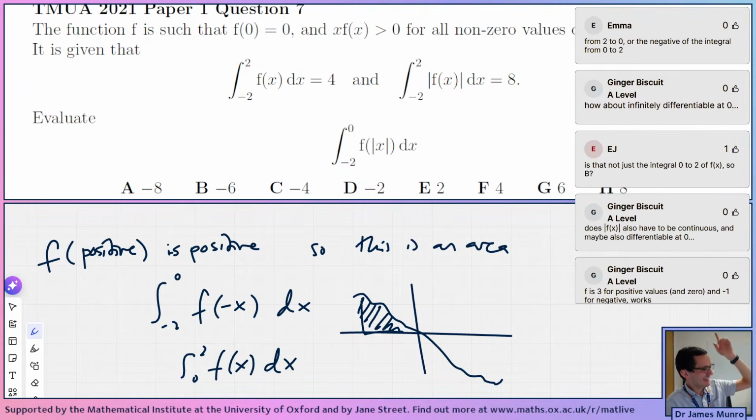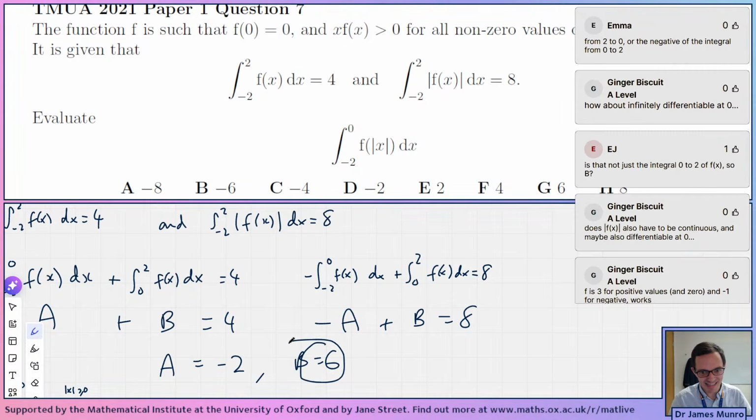So B, no. It is the integral from 0 to 2 of f of x. And it is B, which is the thing I calculated over here. It is 6. My answer was I thought they were asking for A, they're actually asking for B. I solved the equations and then I selected the wrong answer.